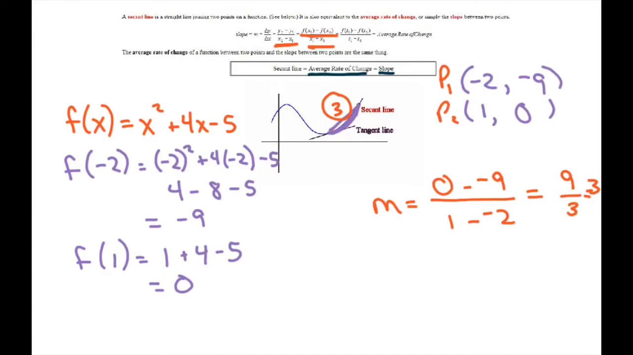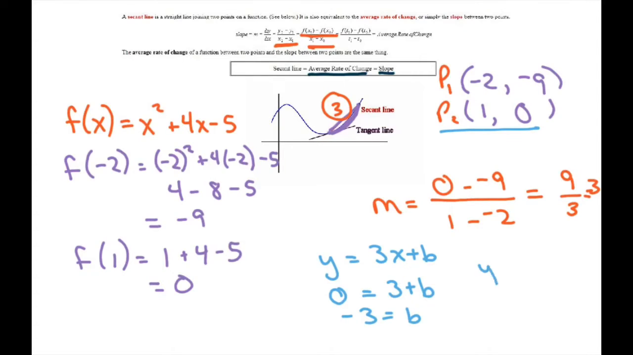That's your slope. Now we need the equation of the secant line. So that's going to be y equals our slope 3x plus b. Plug in one of these points. I'll go ahead and plug in point 2. So you get 0 equals 3 plus b. So b equals -3, because 3 minus 3 is 0. So our equation is going to be y equals 3x minus 3. That's the equation of the secant line.